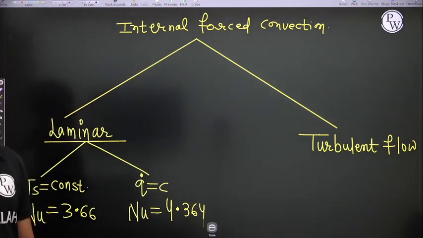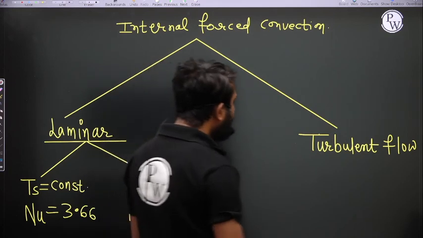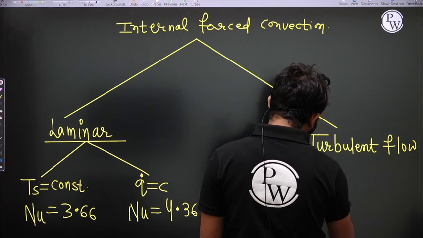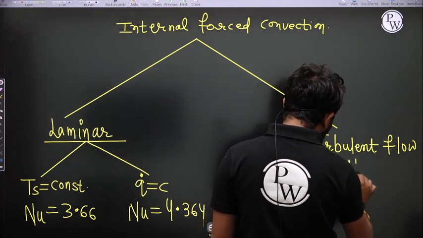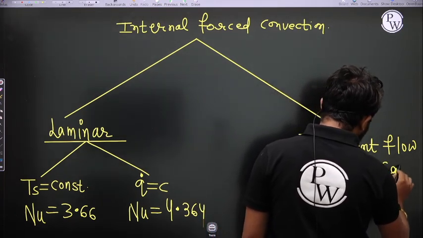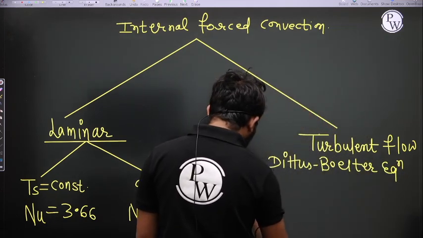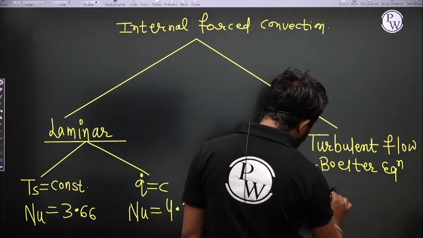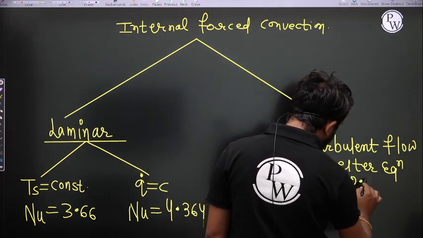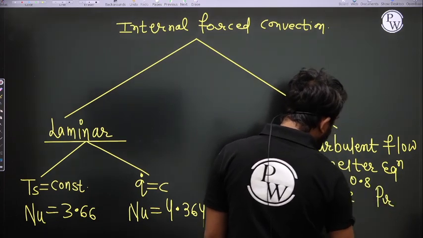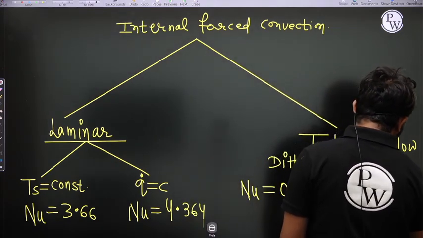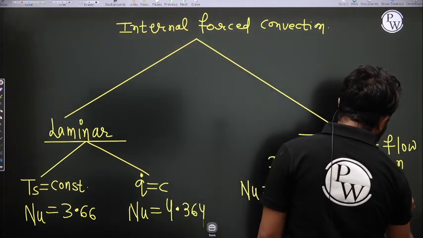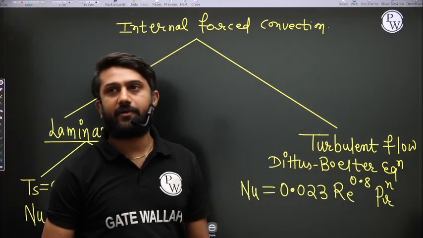4.364. Right? Whereas in case of turbulent flow, we generally use the Dittus-Boelter equation. As per the Dittus-Boelter equation, Nusselt number is equal to 0.023 Reynolds number to the power 0.8, and Prandtl number to the power n.